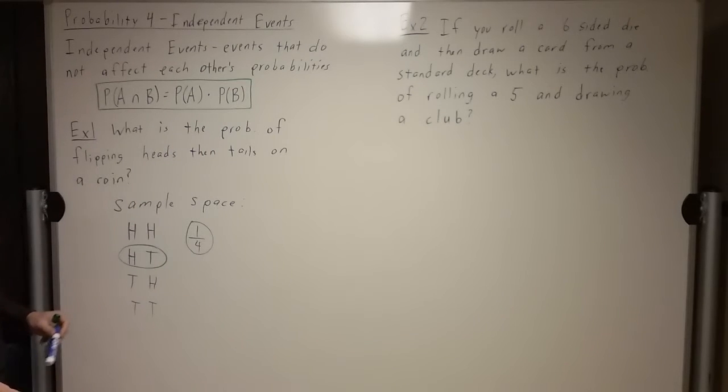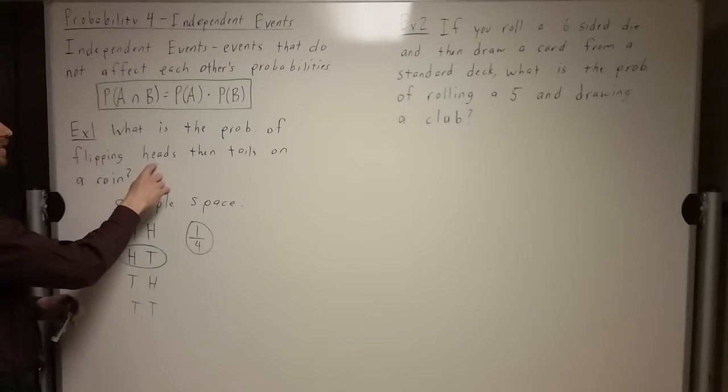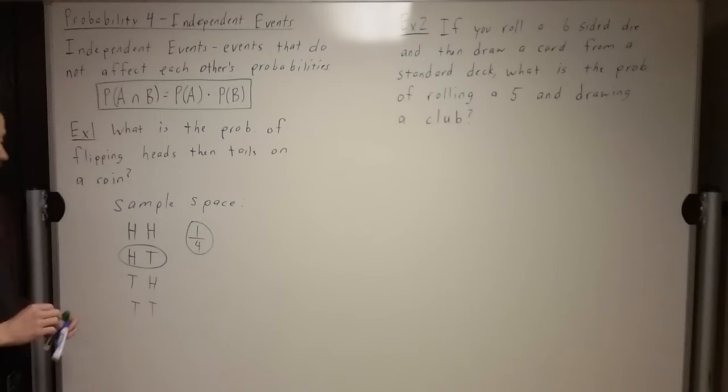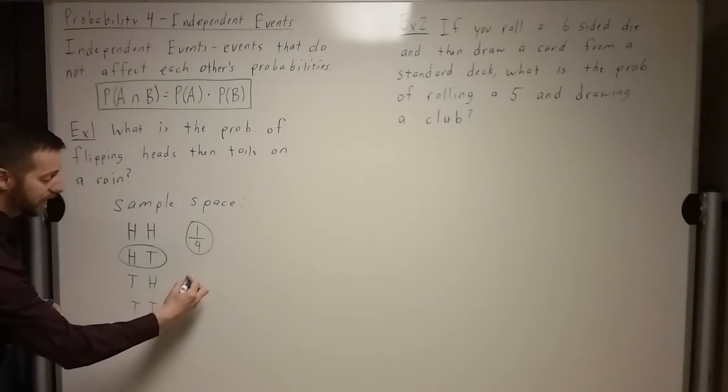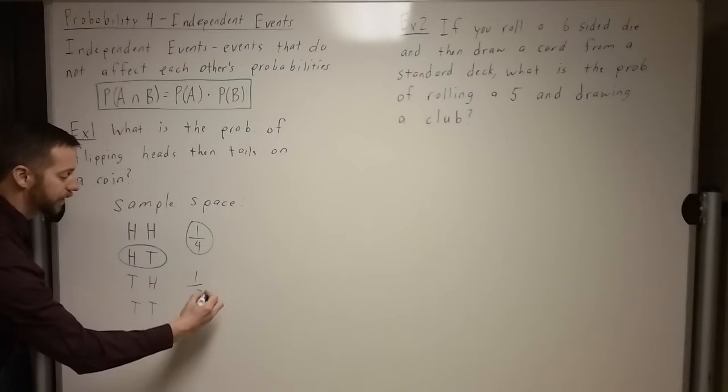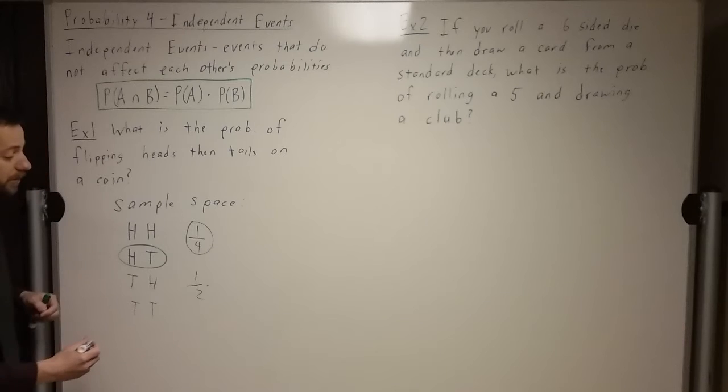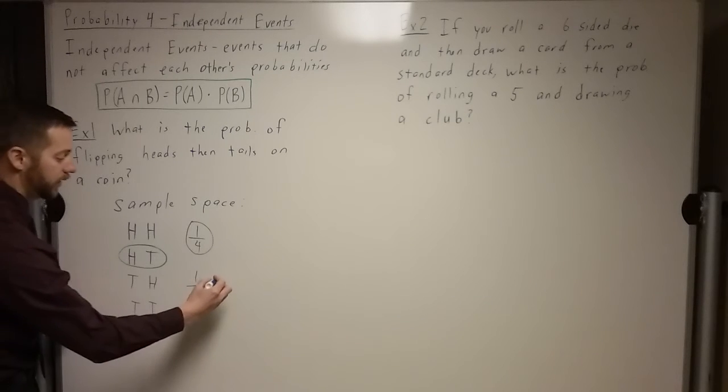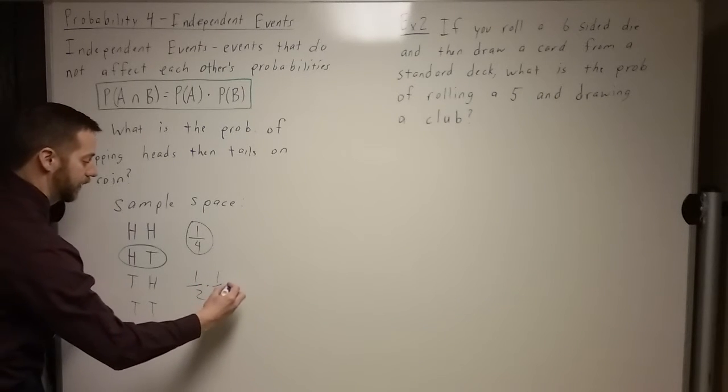So this says the probability of A and B is the probability of A times the probability of B, or the probability of flipping heads times the probability of flipping tails. Now the probability of flipping heads is 1/2. The probability of flipping tails on the second flip is 1/2.